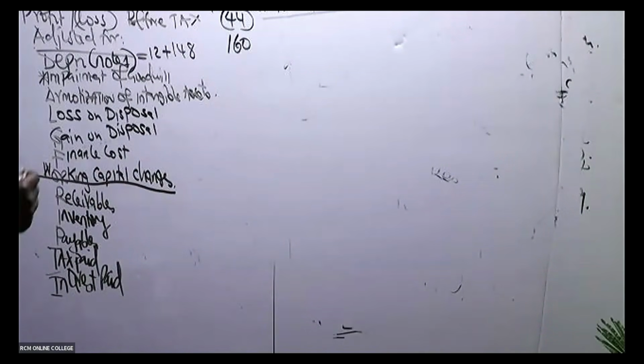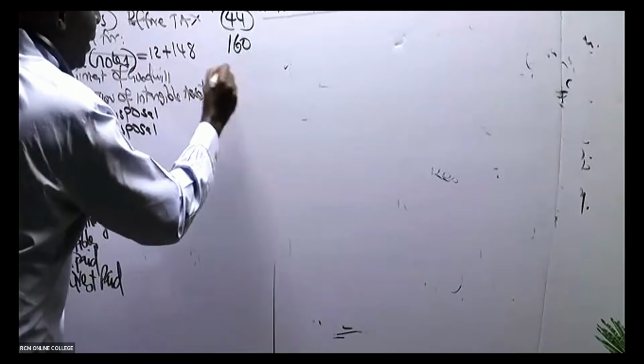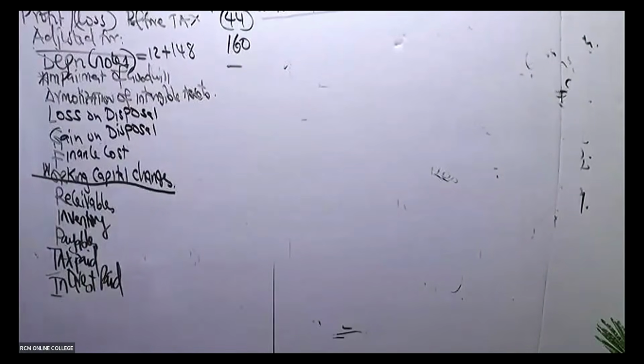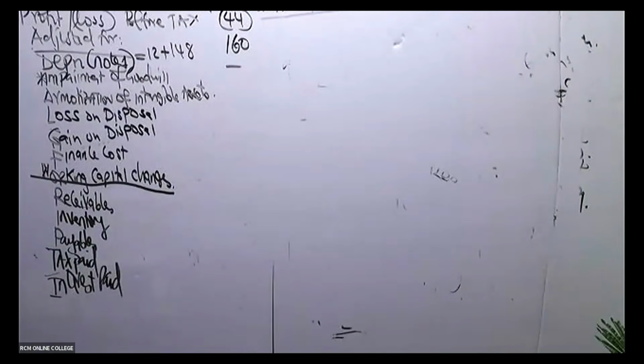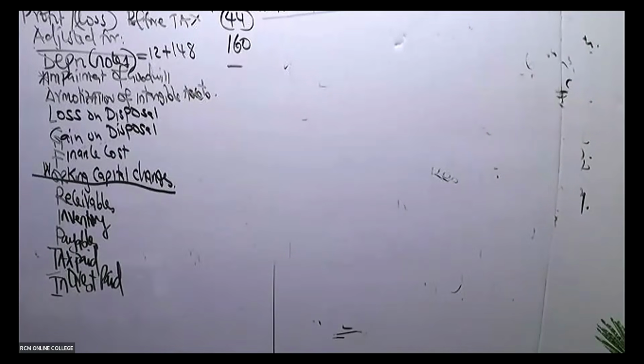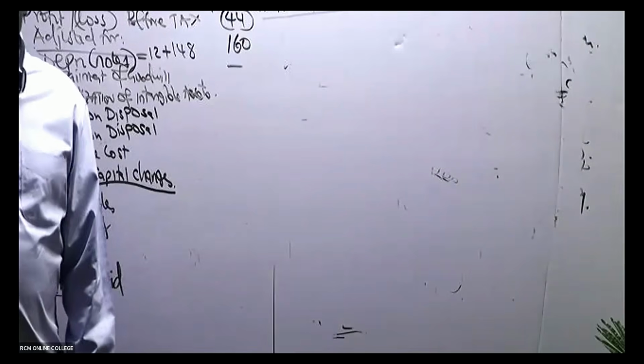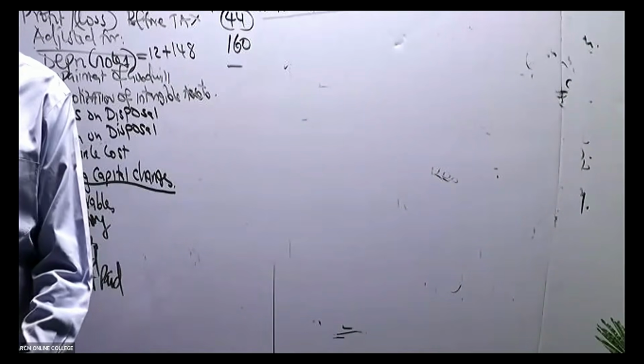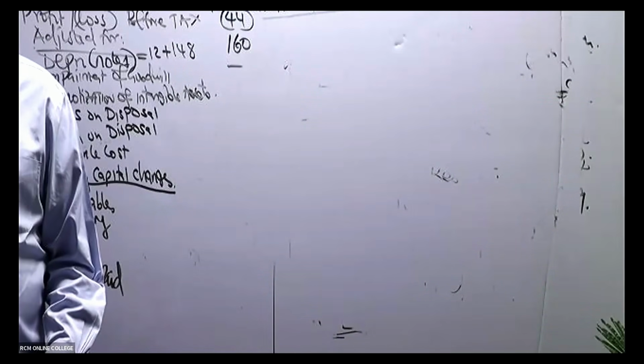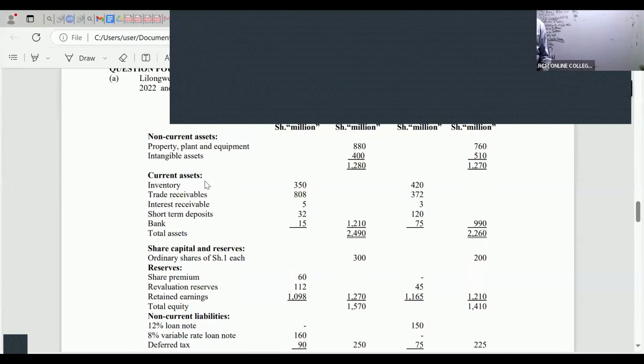Now, this impairment of goodwill at your level, not much. Look at amortization of intangible assets. Look at your statement of financial position. Are you able to see any intangible assets in the balance sheet? Under non-current assets, we have intangible assets.